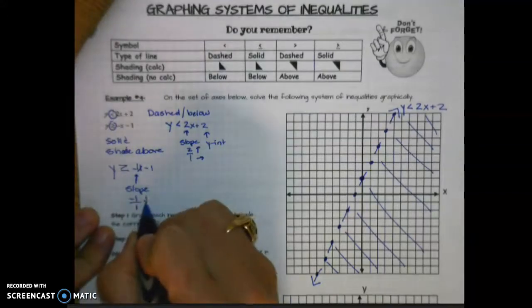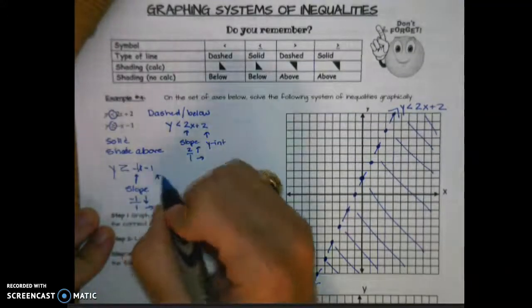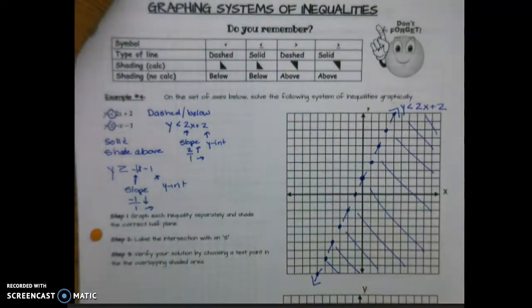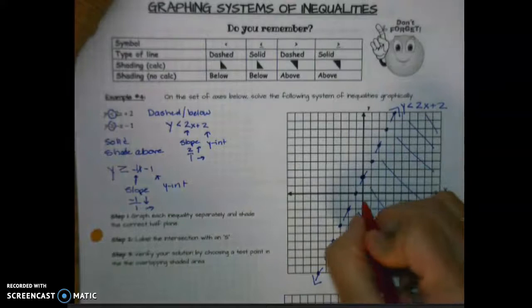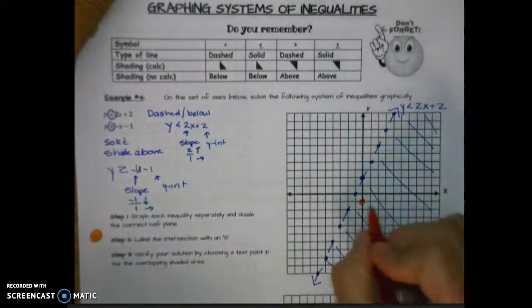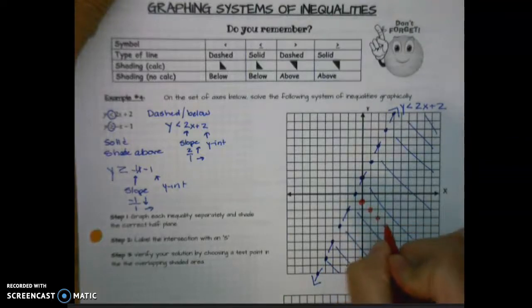So that means down 1, right 1. And then my y-intercept is negative 1. So I'm going to start at the negative 1. I'm going to do this in another color. So start here at the negative 1. And then your slope is negative 1 over 1. So down 1, right 1. Down 1, right 1.